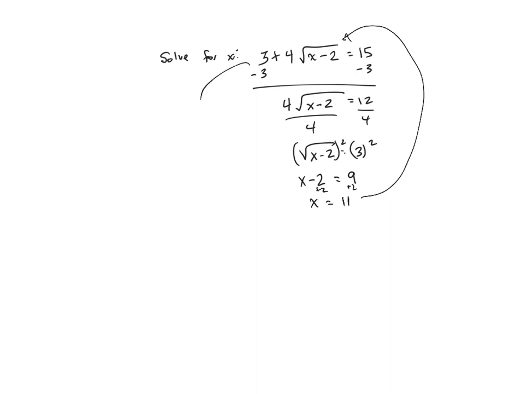So when I plug 11 in for x, I get 3 plus 4 times the square root of 11 minus 2. 11 minus 2 is 9. Square root of 9 is 3. So 3 plus 4 times 3, which is 3 plus 12, is indeed 15. So that works. So that's a solution.